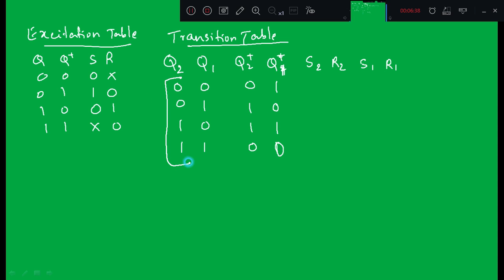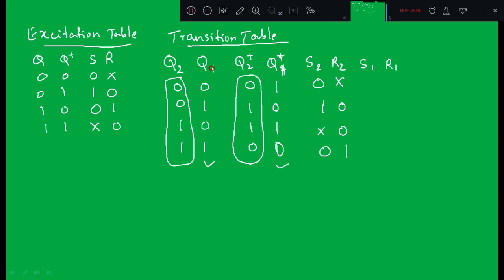Mark the columns which you are going to consider to fill out the S2 and R2 values. So for 0 0, S and R is 0, don't care. 0 1 gives 1 0, 1 1 gives don't care, 0, and the last one, 1 0, gives 0 1. To fill out S1 and R1 we need to check the values of Q1 and Q1 plus: 0 1 gives 1 0, 1 0 gives 0 1, 0 1 gives 1 0, and the last one, 1 0, gives 0 1.